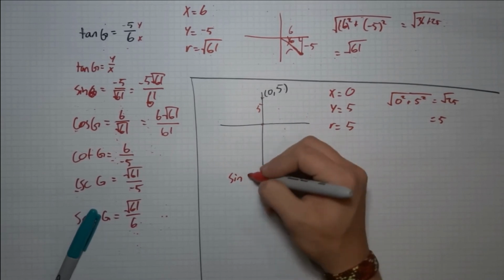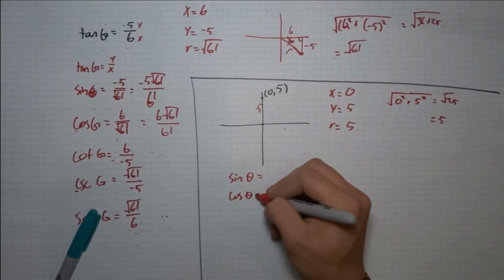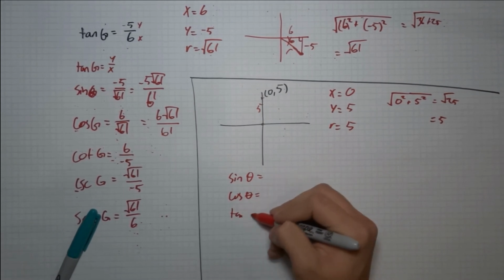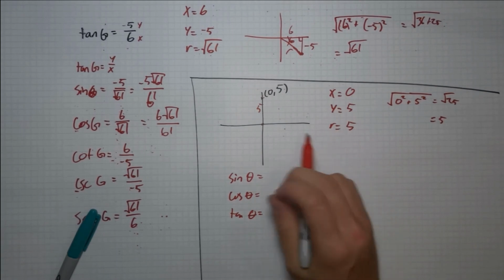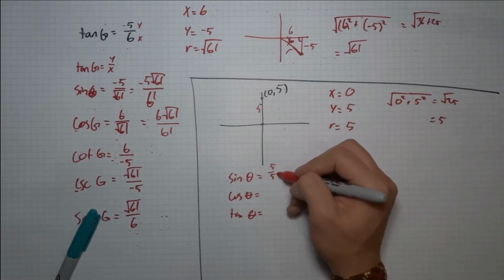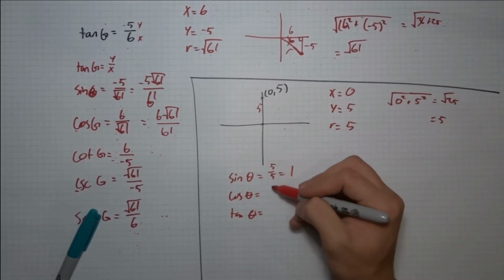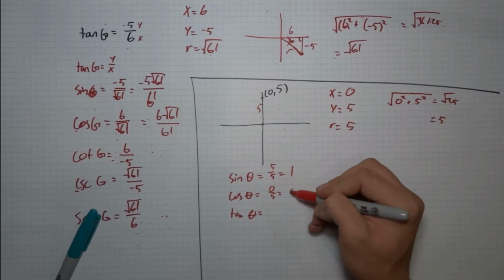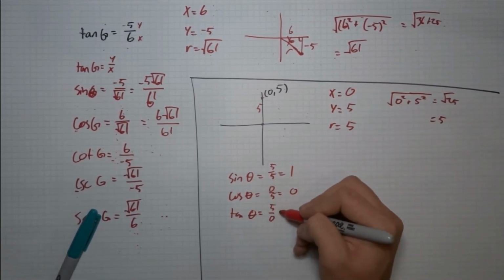So here we have sine of theta equals, cosine of theta equals, tan of theta equals. So sine is y over r, opposite over hypotenuse. So 5 over 5 would give us 1. Cosine is x over hypotenuse, which is 0 over 5, which would just be 0. And tangent is y over x, 5 over 0.